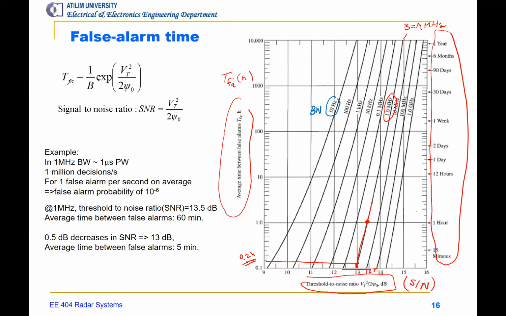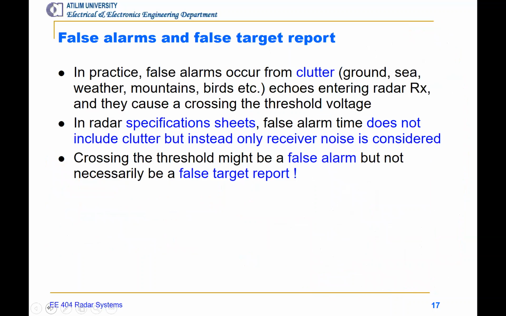Now it was about 10 minutes. Now it becomes 1 hour. So half a dB increase in SNR simply increases the false alarm time more than 6 times. So this SNR value, as you see, is very critical. That's a parameter that we can tune to achieve the desired false alarm time or false alarm rate.